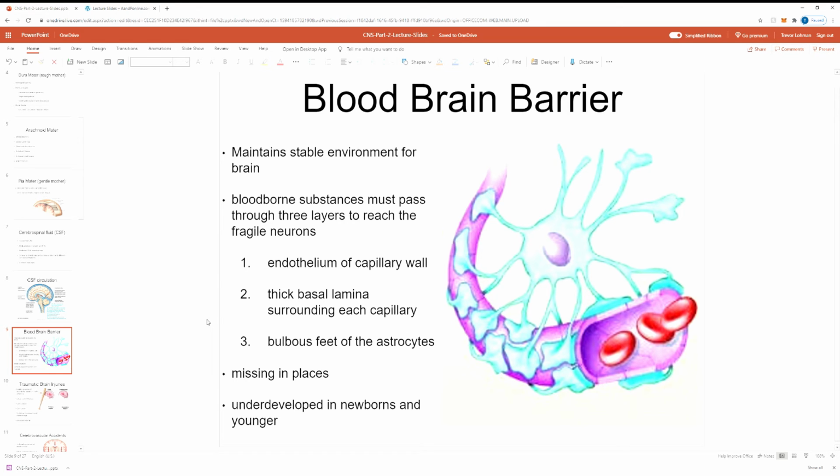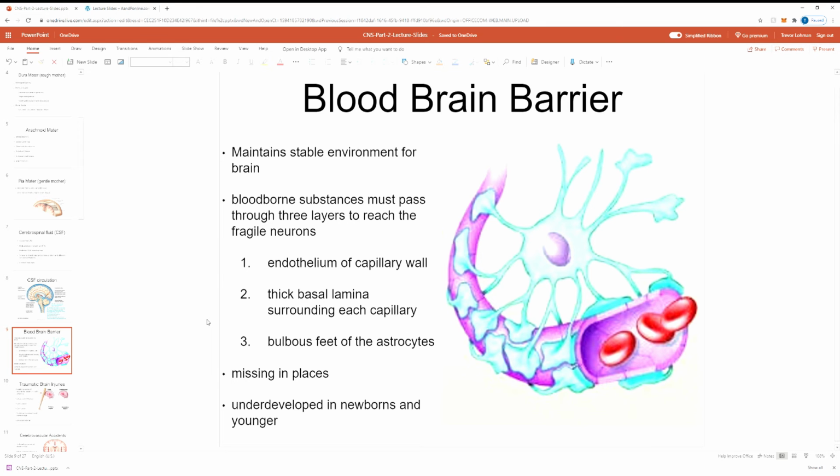There's also a thick basal lamina, which is connective tissue, around each capillary. So even if they were able to leak through a crack between endothelial cells, we now have a connective tissue barrier. And then they still really can't even get into the neuron at that point. They might be able to leak out into the extracellular space, but in order to get into the neuron, they would have to be actively absorbed by the feet of the astrocyte. So the blood-brain barrier is pretty effective.